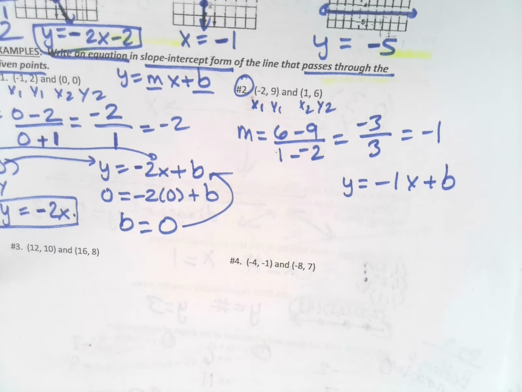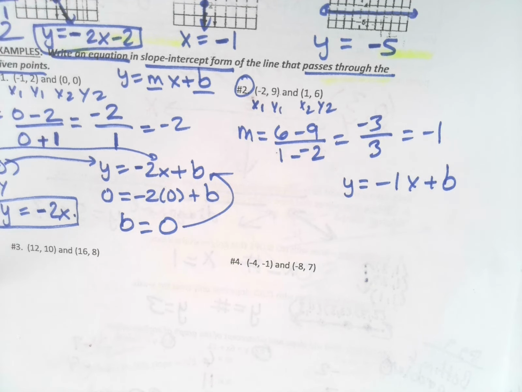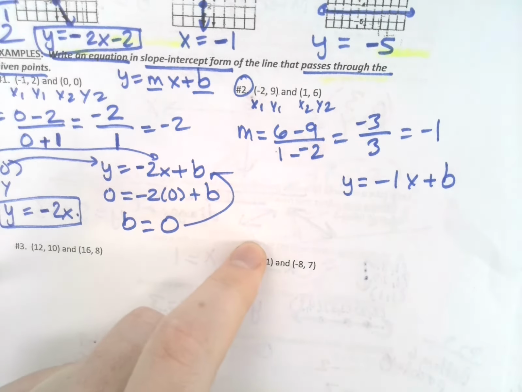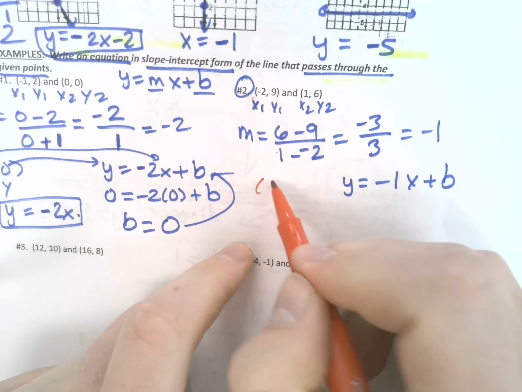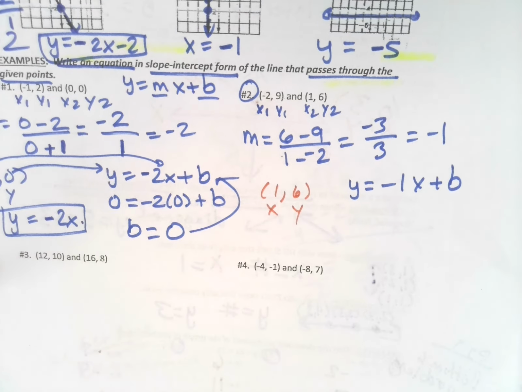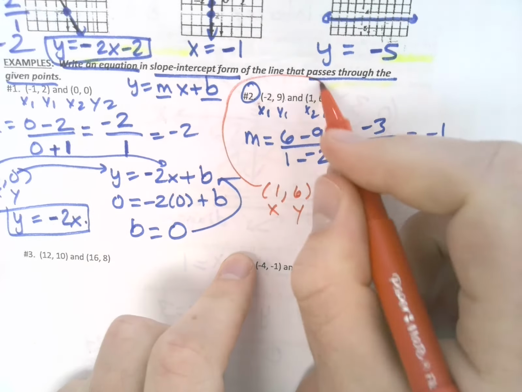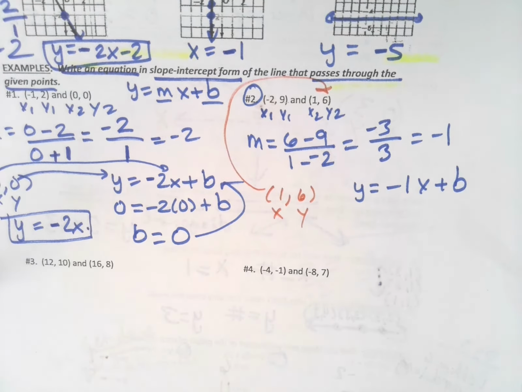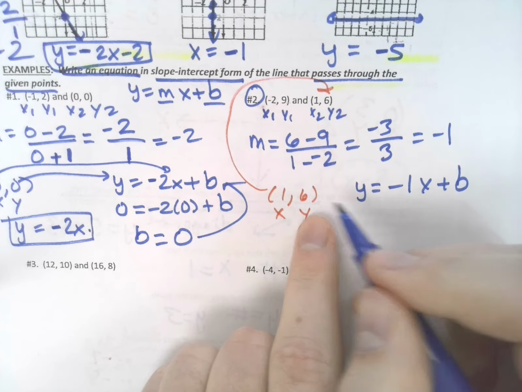Good news. They give us a couple points. Always use the points that don't have negatives. If you can, please choose the point that does not have negatives. So I'm going to go with 1 and 6. That's this point up here. Do we know that 1's going to be x and 6 is going to be y? Yep, so we plug those in.